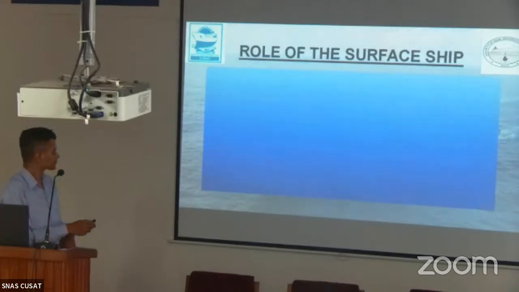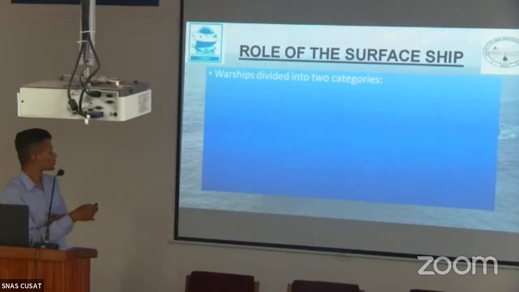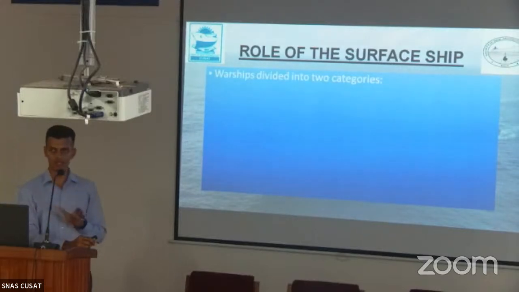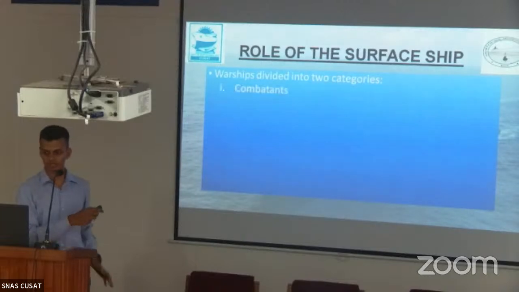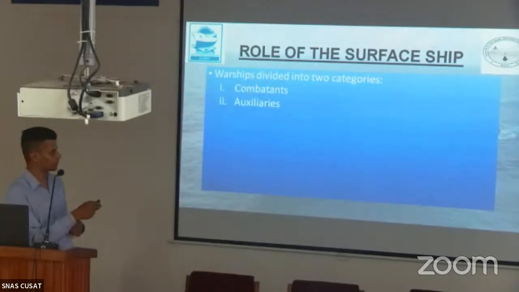So what are the roles of a surface warship? We need to be very clear about what is the role that we are going to assign our warship so that we can design it in a suitable manner. So warships are generally designed into two categories. The first is combatants and the second one is auxiliaries. Auxiliaries are all those vessels which do not fight. They provide support like oil tankers, survey vessels, diving support vessels, research vessels, missile testing vessels, etc. Combatants I'll be covering in the next section.